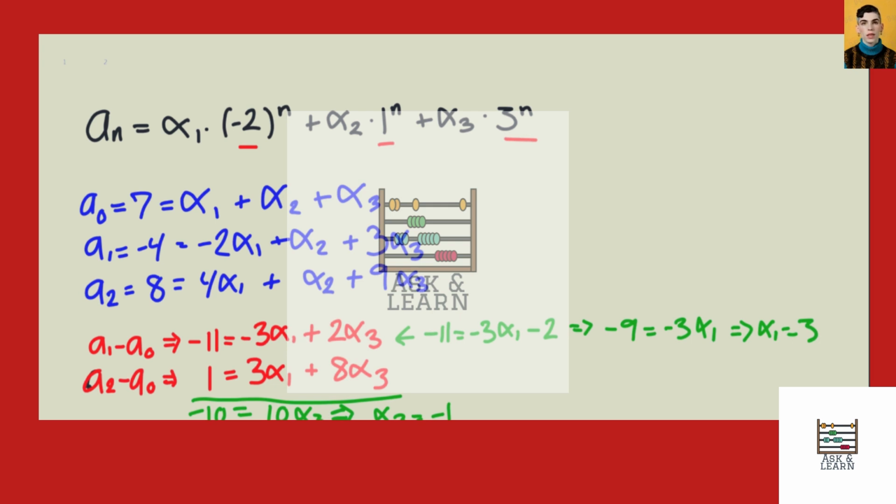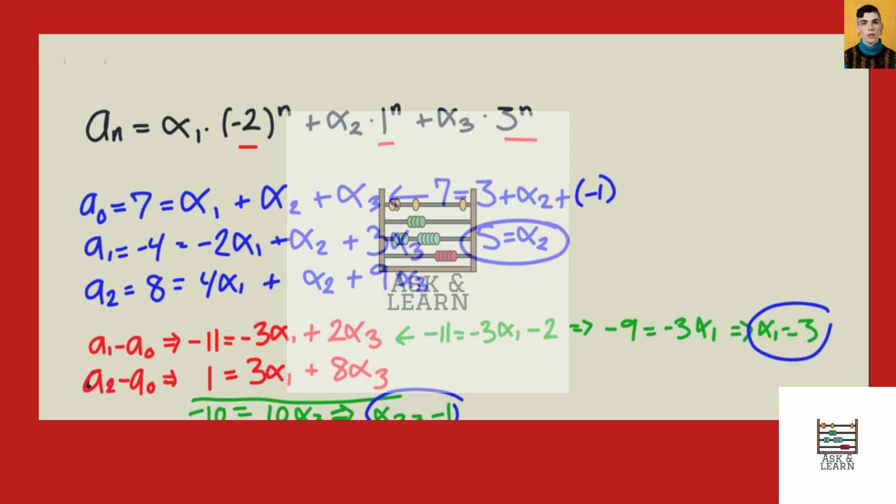And now that we have alpha 3 and alpha 1, we can put them into this very first equation, which says that 7 is going to be equal to alpha 1, which is 3, plus alpha 2, we don't know yet, plus alpha 3, negative 1. Okay, so if we subtract 3 and add 1 to the left side, we get that 5 is equal to alpha 2. And now all that's left is to put it into that black equation at the top.